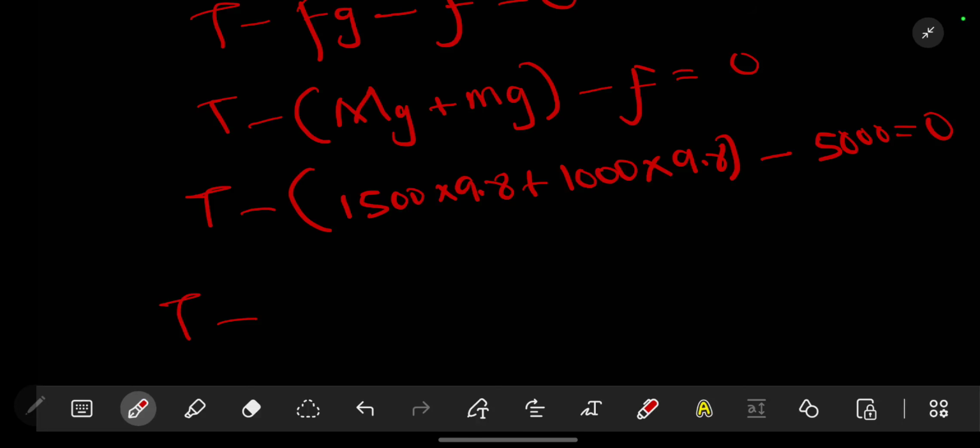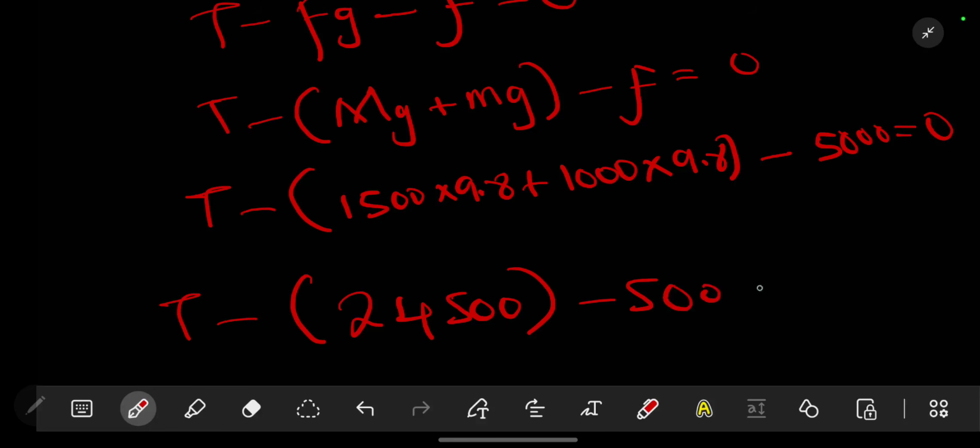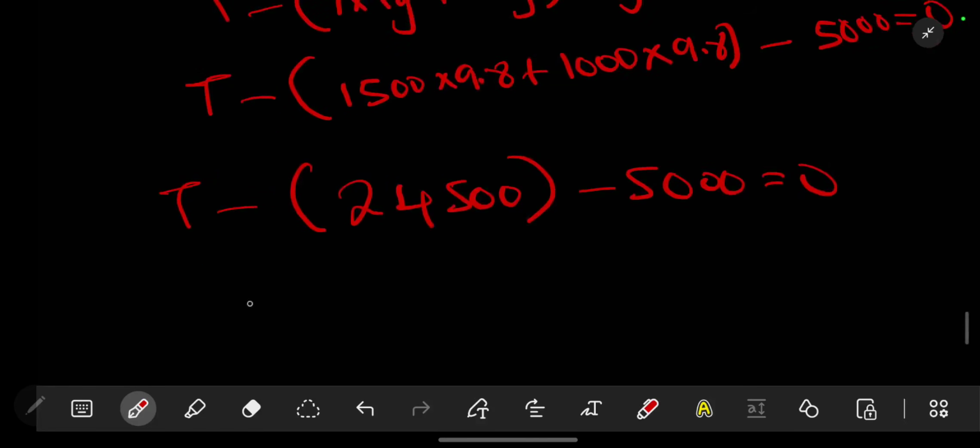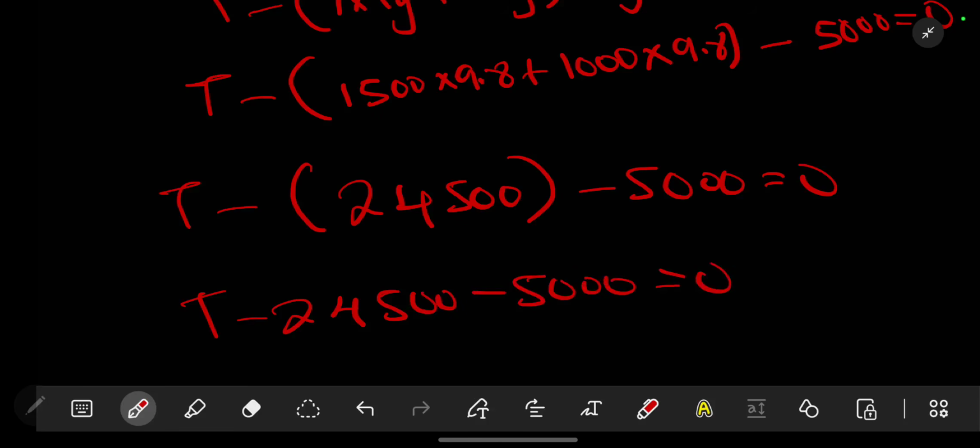This gives us 14,700. If we add our 1,000 multiplied by 9.8, this gives us 24,500 altogether. So in brackets we have the 24,500, then we have minus 5,000 like that. So we have tension minus 24,500 minus 5,000 should be equal to 0.